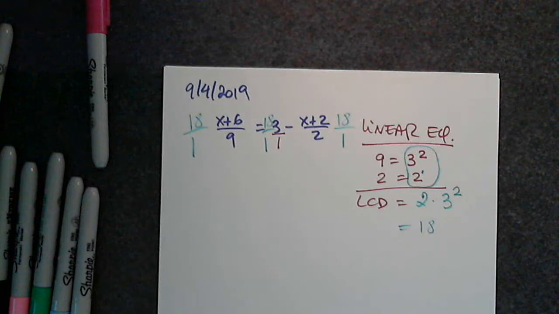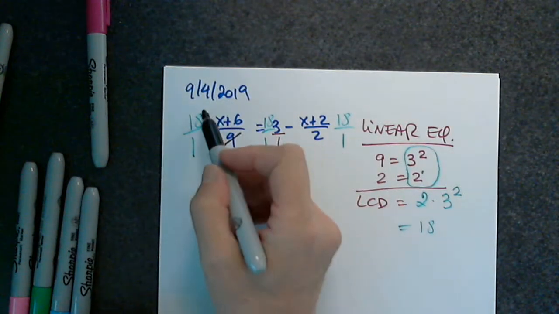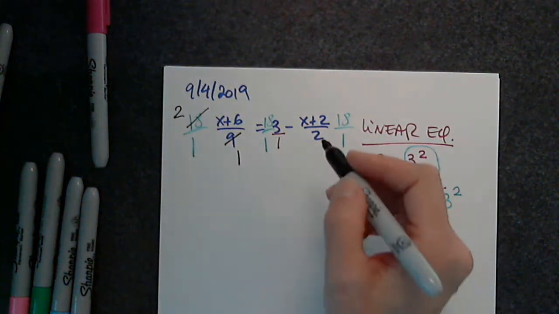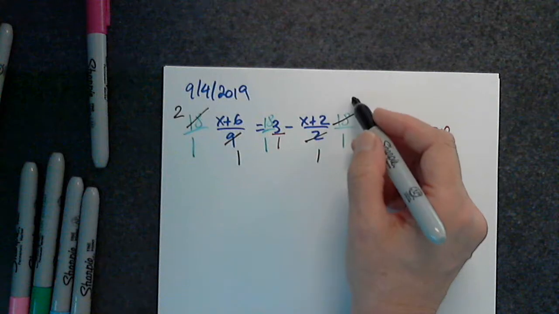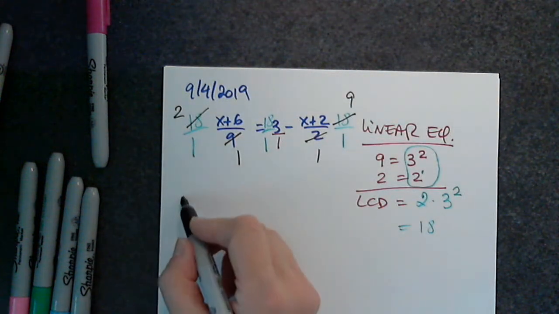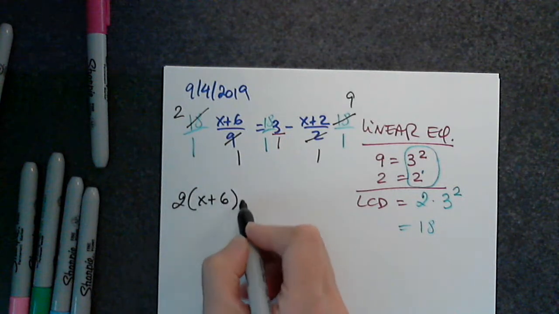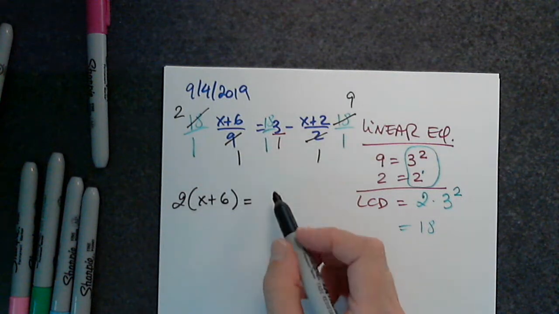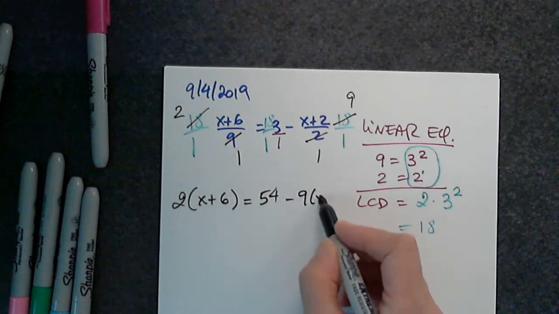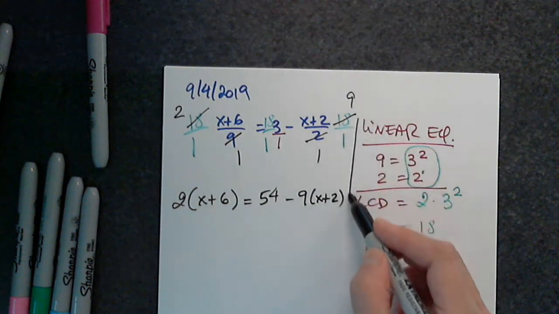But I will not multiply, I will simplify first. So 9 divided by 9 is 1, 18 divided by 9 is 2. 2 divided by 2 is 1, 18 divided by 2 is 9. And now the new equation is 2 quantity x plus 6 equals 18 times 3, 54, minus 9 quantity x plus 2.